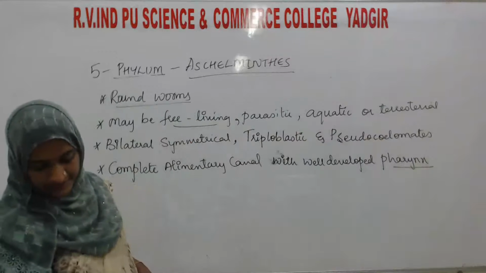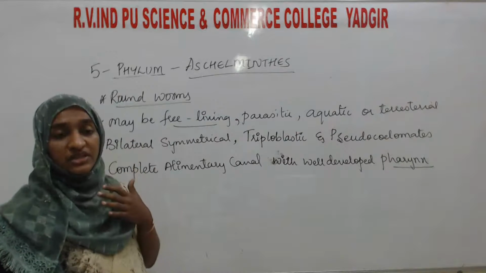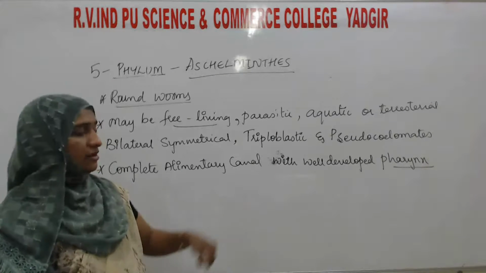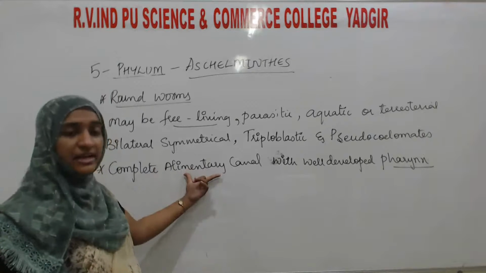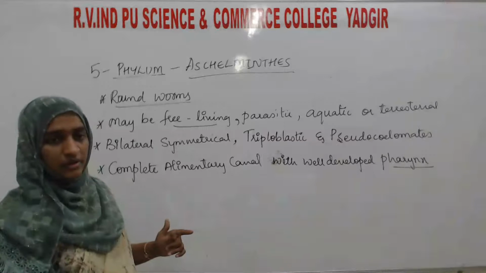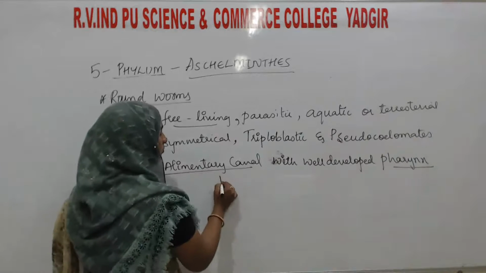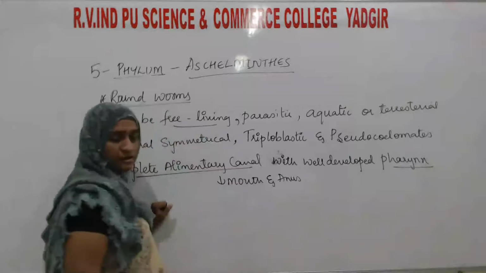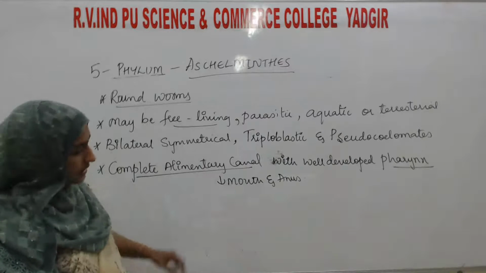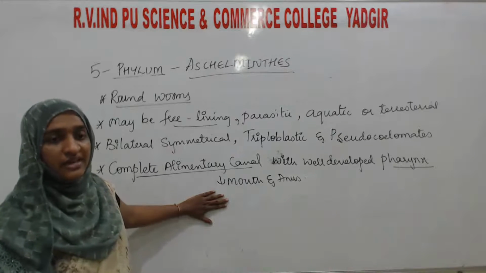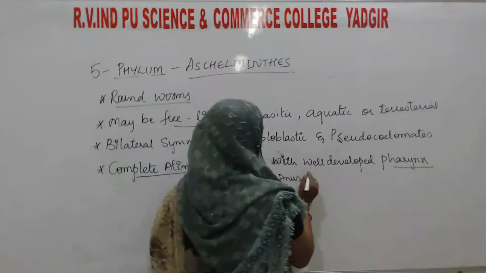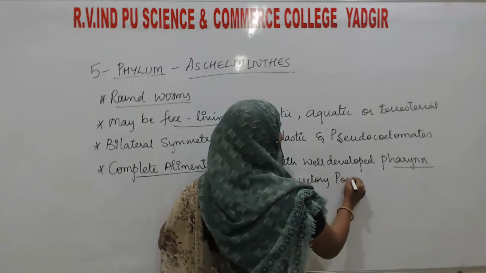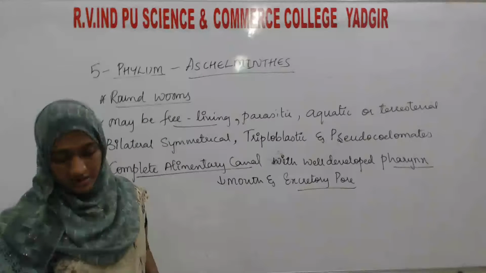Okay, pharynx means it is one part just below the mouth, which opens into the esophagus, that is the food pipe. That we can call the pharynx. Here complete alimentary canal means with mouth and anus. Both the openings will be present, mouth and anus. Okay, the next, they have the anus or excretory pore, from where the waste products are going to be released out.